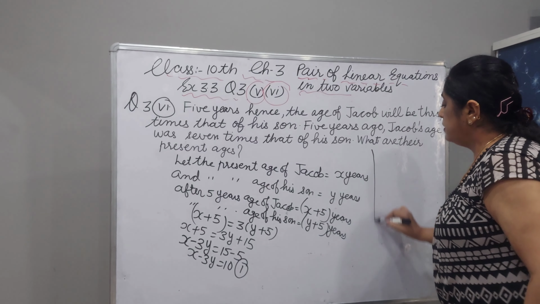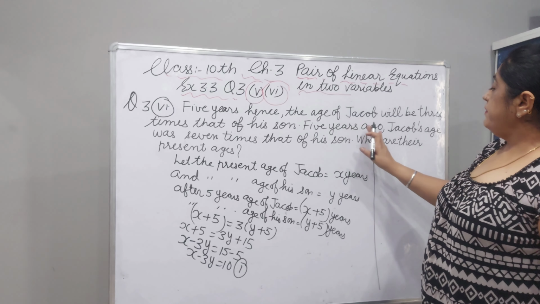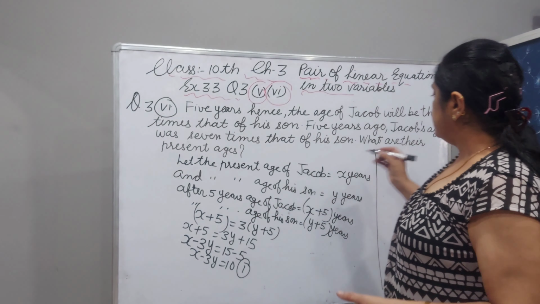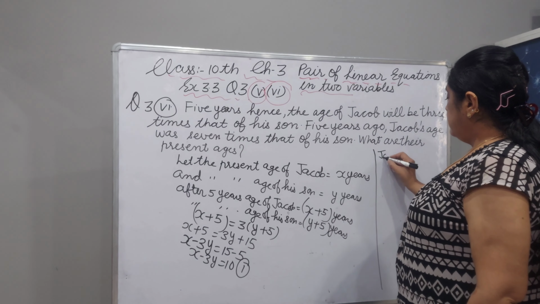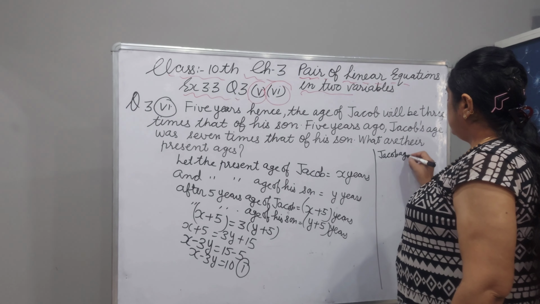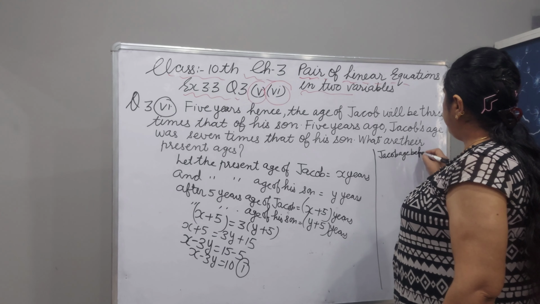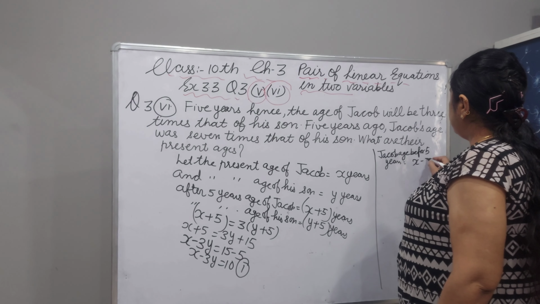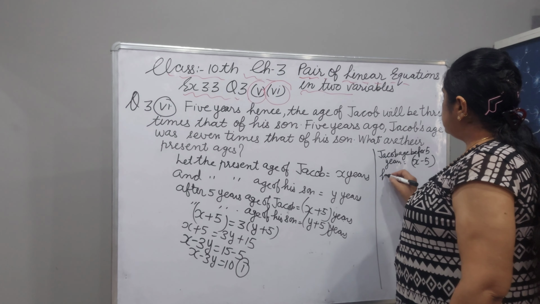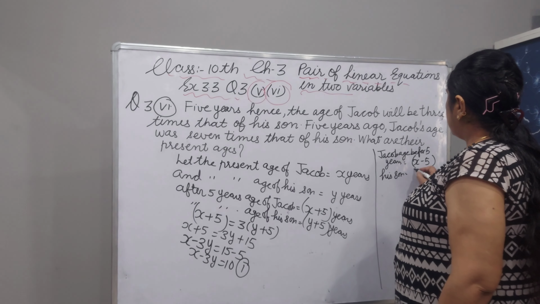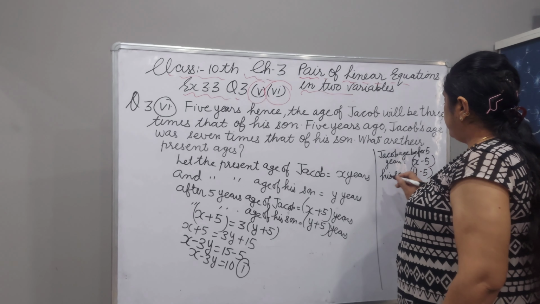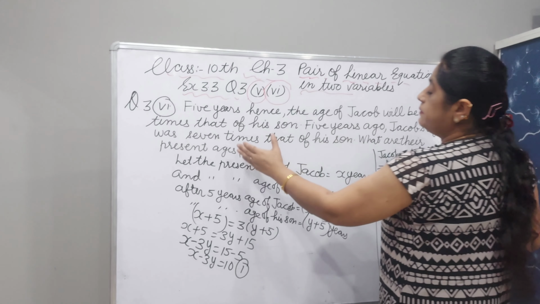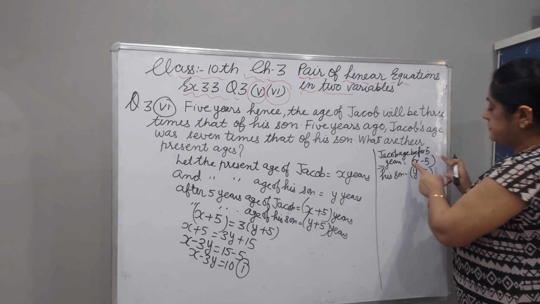Now, second, 5 years ago. 5 years ago, their age will be decreased by 5. 5 years ago, 5 years less. Jacob's age will be, before 5 years, x minus 5, and his son y minus 5, before 5 years.